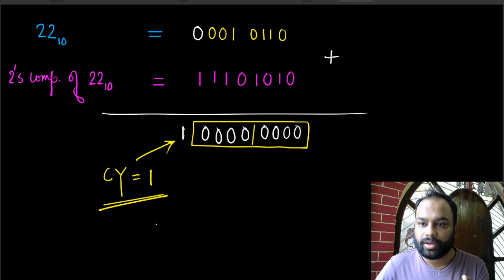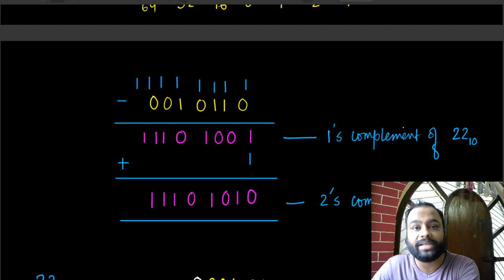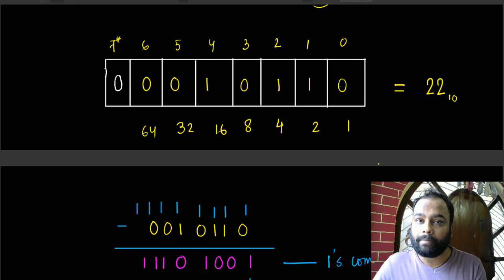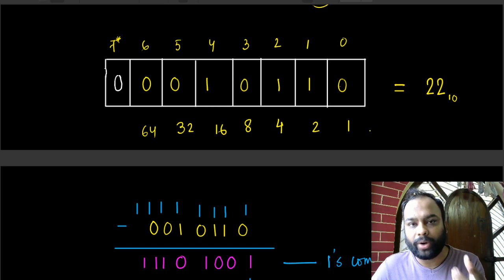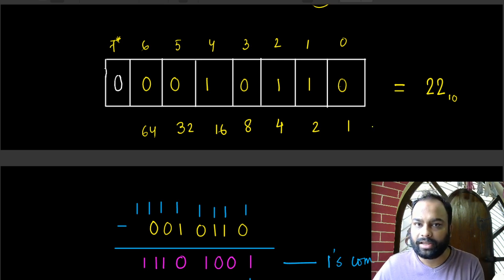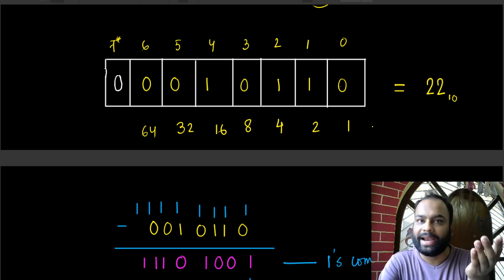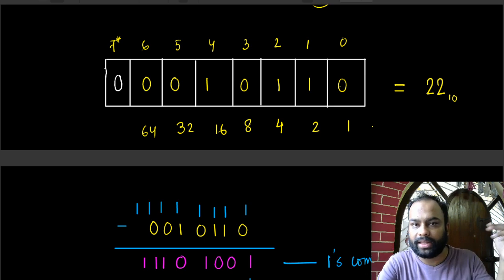Now let me ask you the same question. 22 is a positive number. What is the number that I need to add to 22 so that I get a 0? The answer is minus 22 in our simple decimal operations. But in binary, we don't have negative numbers, because we cannot store negative numbers as such. We can only store 0 and 1. There is no place for storing a minus sign.